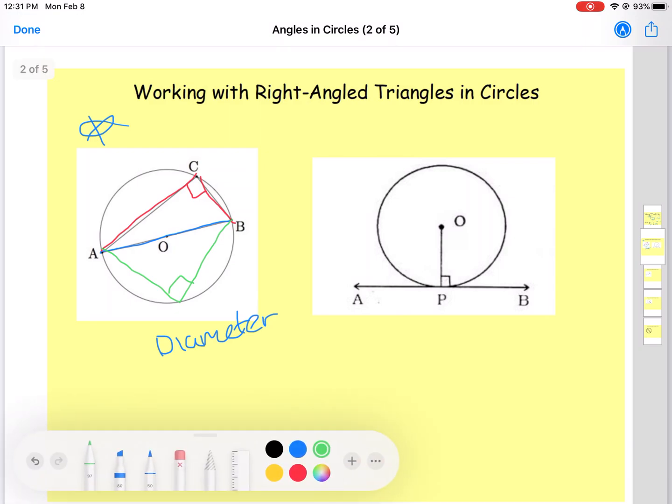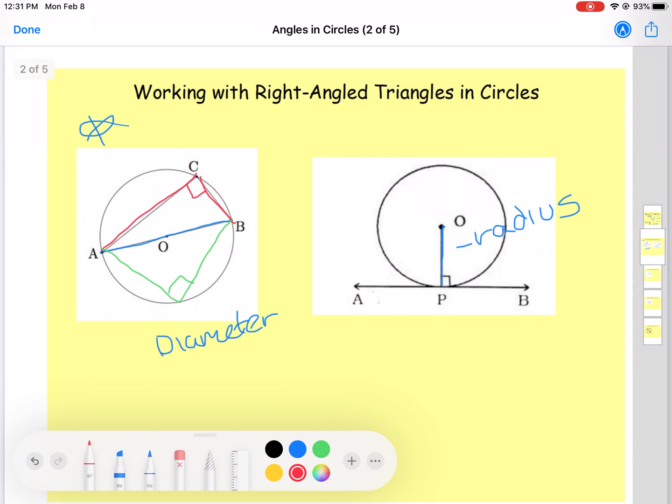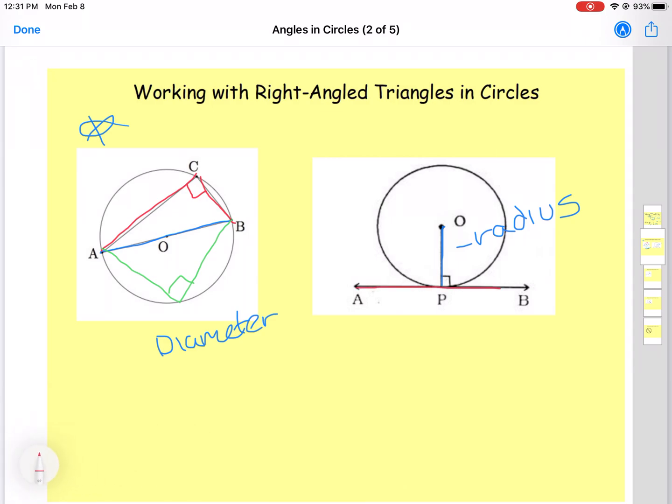Additionally, we have got in the right hand side diagram a radius going from O to P, and that's a radius which again we'll remember from previous investigations into the circle. And on this particular diagram, the line AB is known as a tangent to the circle. Okay, and a tangent means it touches the circle at one particular point. No others, it just glances it and then it goes off again.